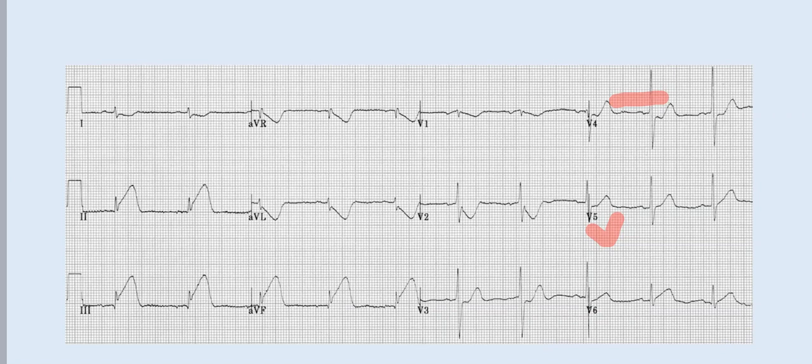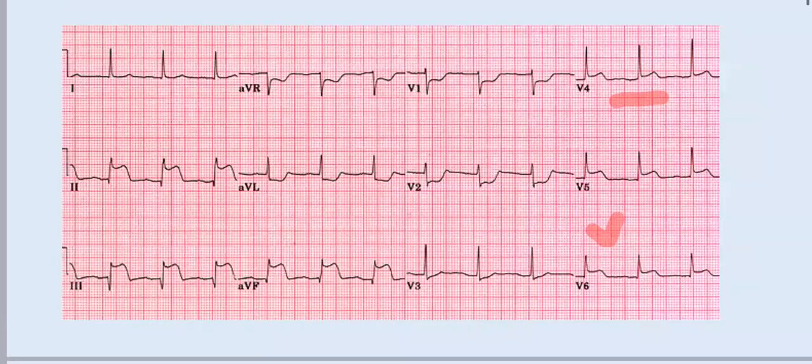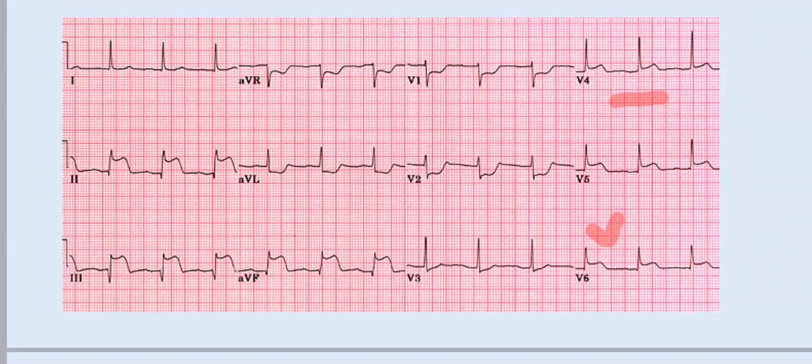Again, what is this? Inferior, 2, 3, and AVF, inferior wall MI. Agree? Yes. You all agree? Yes, inferior STEMI. Inferior STEMI. Okay.